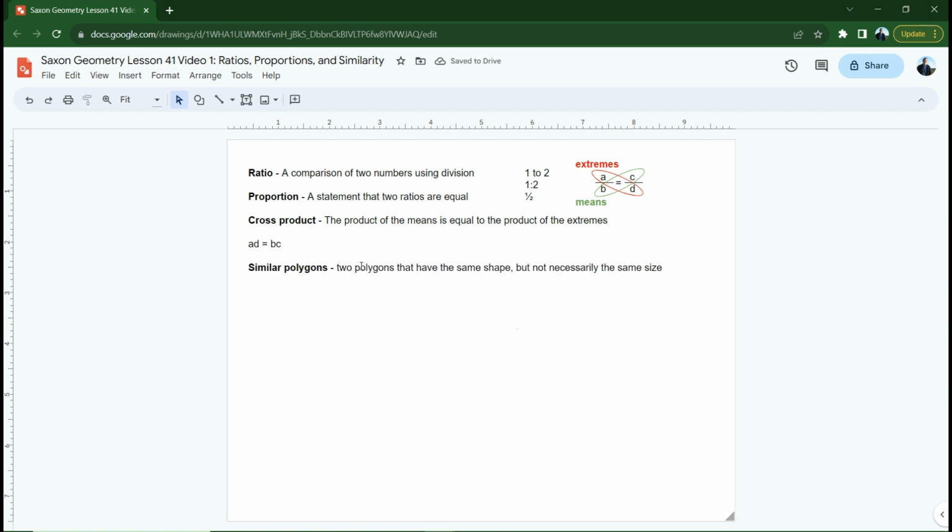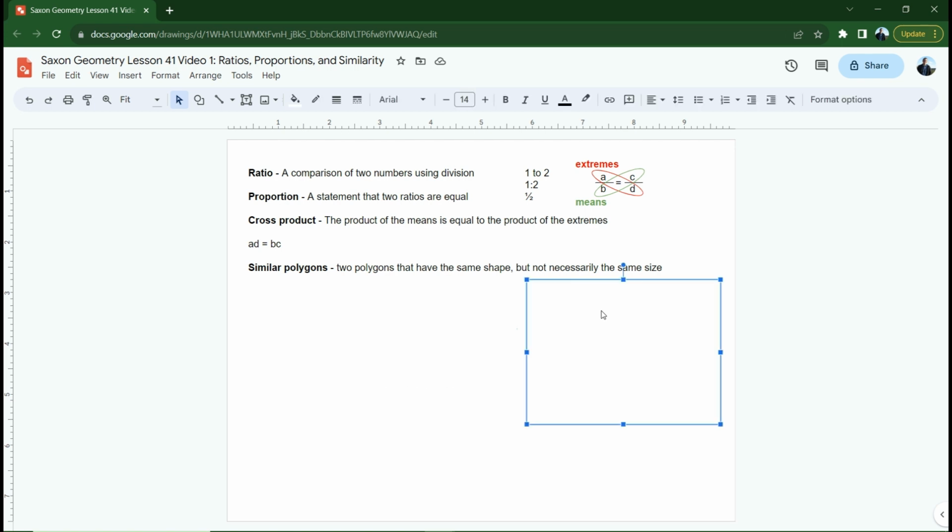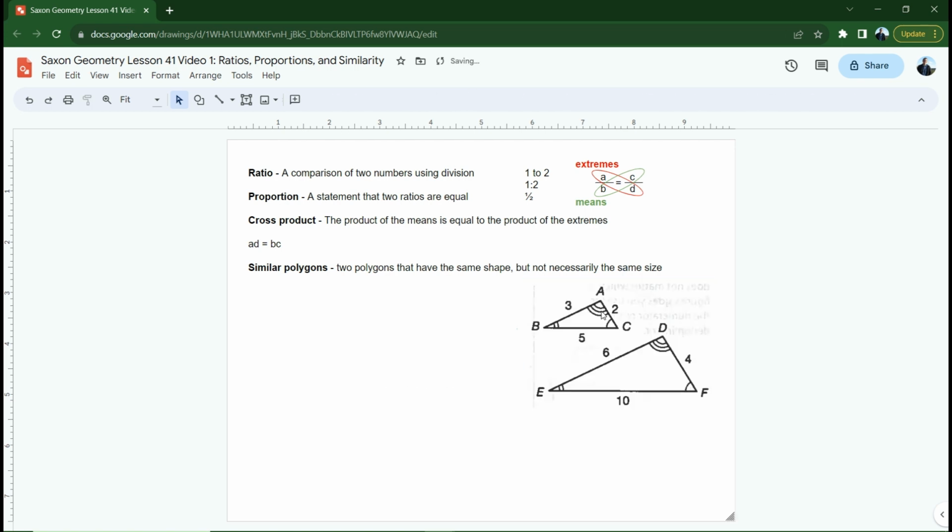Whoa, all of a sudden we're going to jump from talking about ratios and proportions to talking about similarity. Similar polygons are two polygons that have the exact same shape, but not necessarily the same size. Interestingly, if two polygons do have the exact same size, they're congruent, and we also say, yes, they are similar too. But not all similar polygons have to have the same size. So this would be an example of two similar triangles.